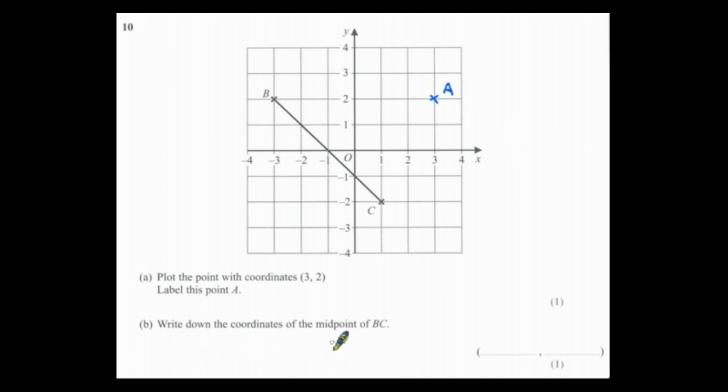Part B, write down the coordinates of the midpoint of the line BC. Well, with a line such as this, we can do it using the coordinates, but actually the straightforward way is to simply count down the line. This line crosses 4 squares from corner to corner diagonally, therefore it goes down 1, 2, 3, 4 squares, so halfway down is 2, so that will be 1, 2, therefore the point halfway is here, and the coordinates of that particular point are -1, 0.